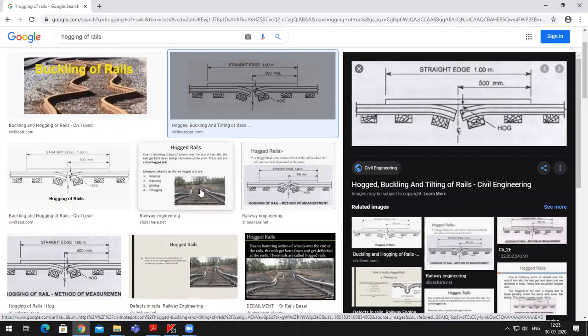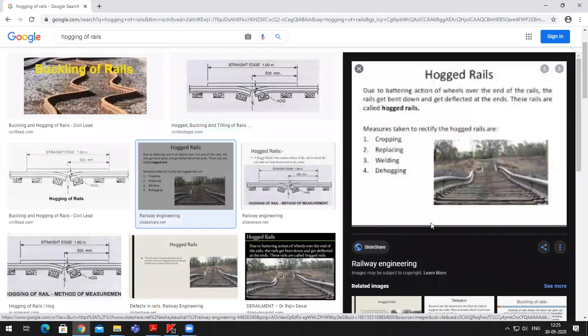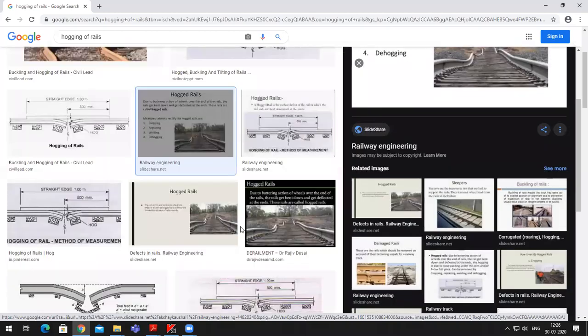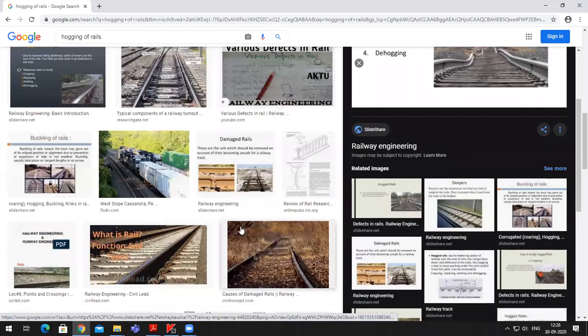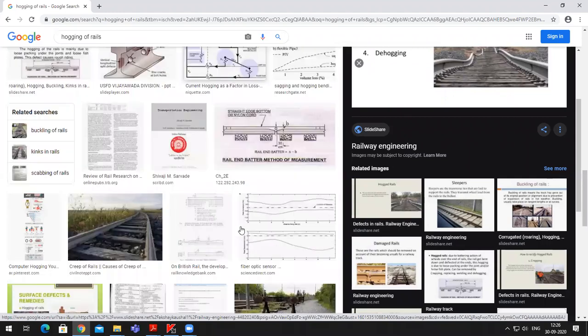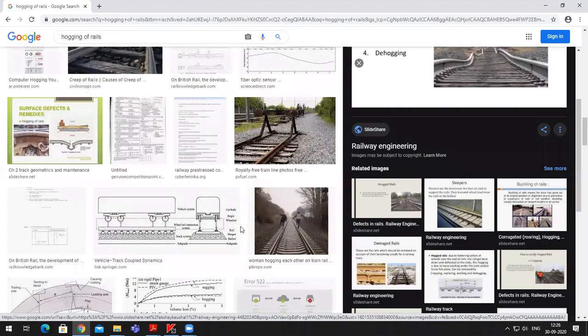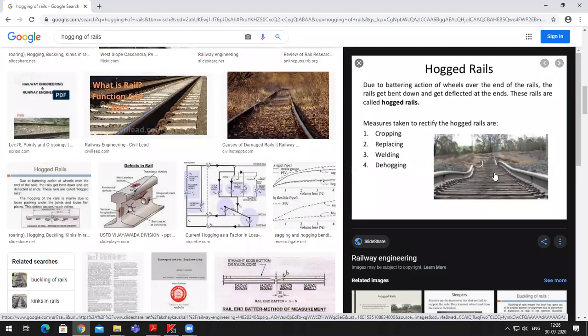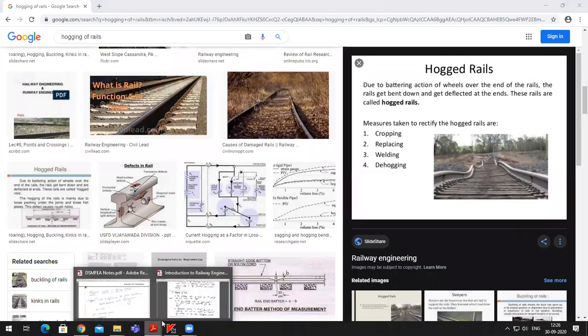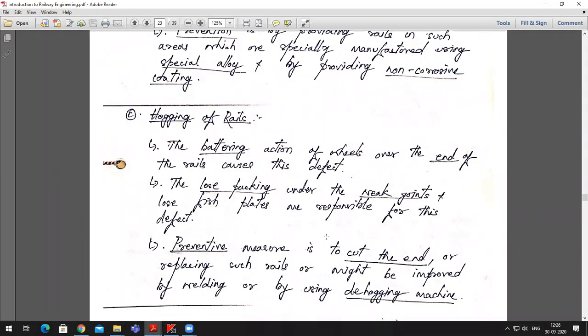If you look at the real image, this is how the hogging of the rail would look like. Did you understand what hogging would look like? What does it mean? Yes, someone needs to answer. Yes, sir. Okay, so when you have understood what hogging is, let us go to the technicality of why we need to study this.